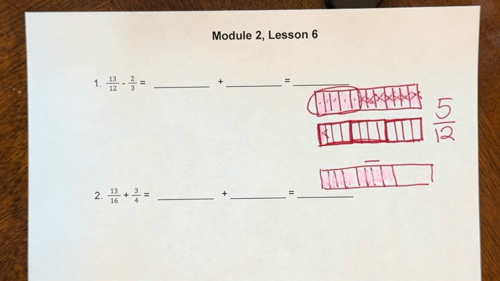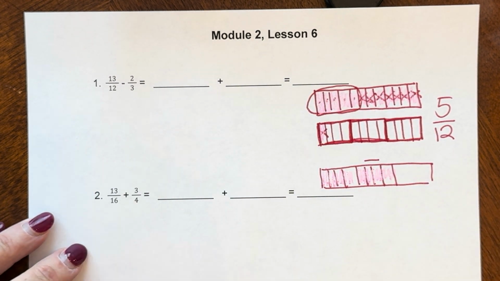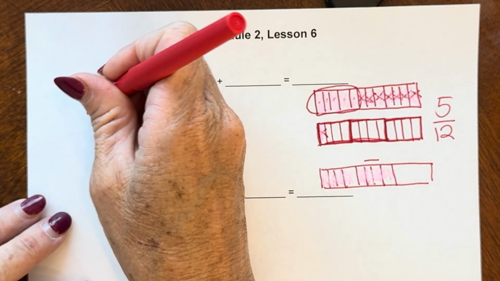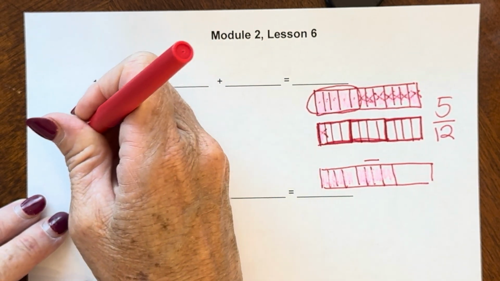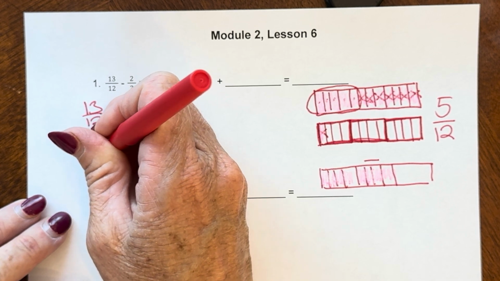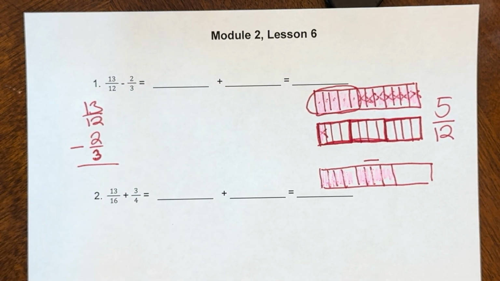Now, ladies and gentlemen, the goal would be though to get away from having to draw a picture each time because it's not very time efficient. So let me see if I can get the same answer using our steps. So I'm going to set up my problem vertically. And then step 2 says I need to make common denominators.